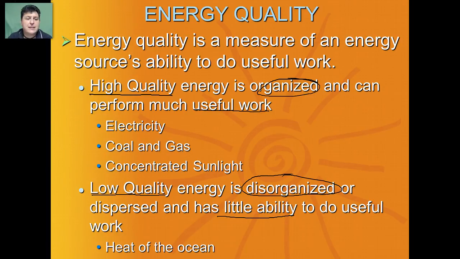Now, just because the heat of the ocean may be of low quality, it doesn't mean that there's not a lot of it. In fact, if we could concentrate all of the energy from the oceans, we'd find that it has more potential energy than all of the fossil fuels that are available on planet Earth. But unfortunately, because it is dispersed, it has very little ability in its current form to do useful work.